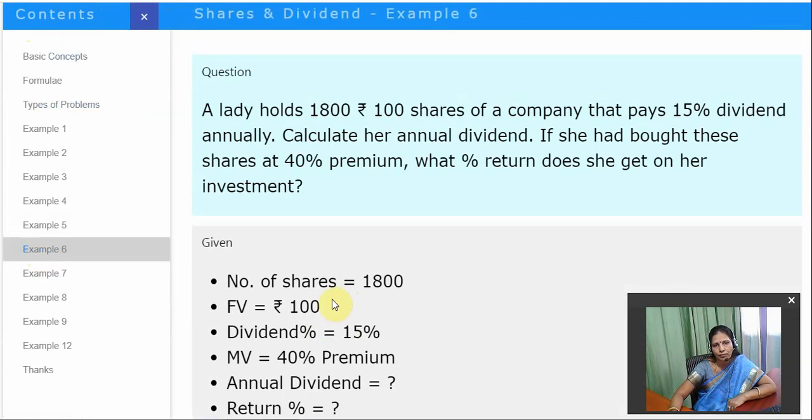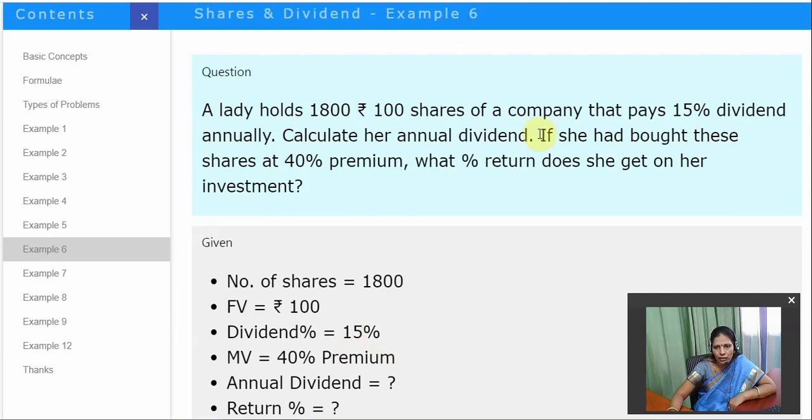Right. The next question is, a lady holds 1800 rupees 100 shares of a company that pays 15% dividend annually. Calculate her annual dividend. Now what is this 1800? A lady holds 1800, so it is nothing but the number of shares. So the number of shares is 1800. And what is this rupees 100? It is the face value. And the dividend percentage is 15%.